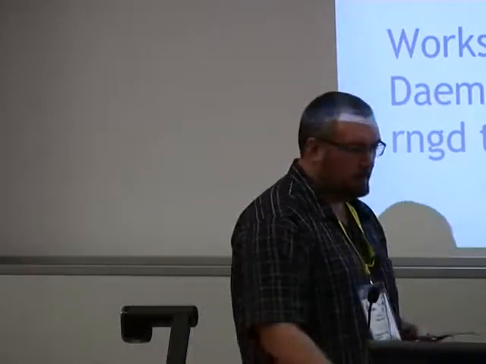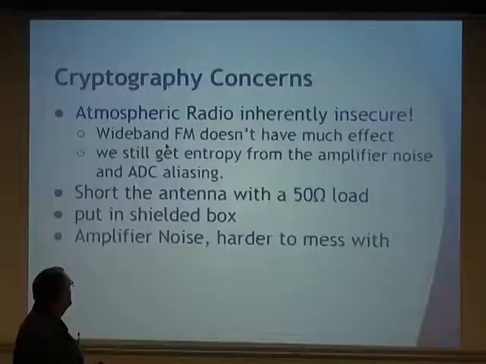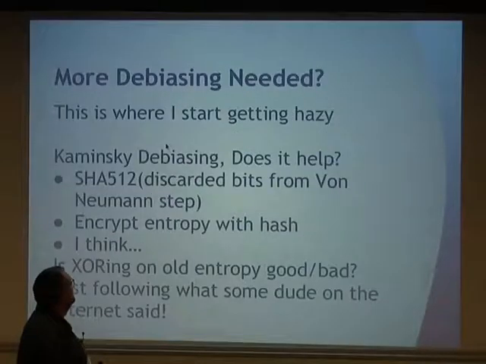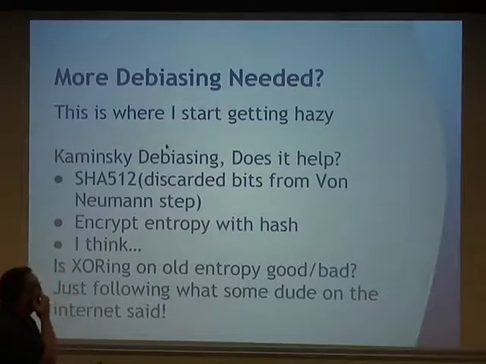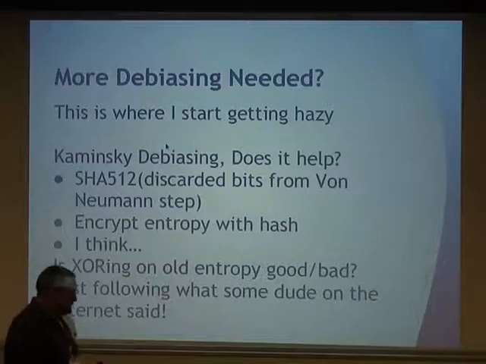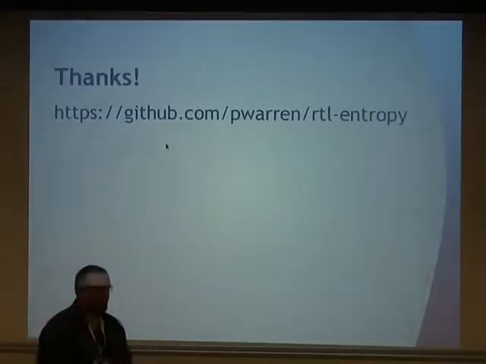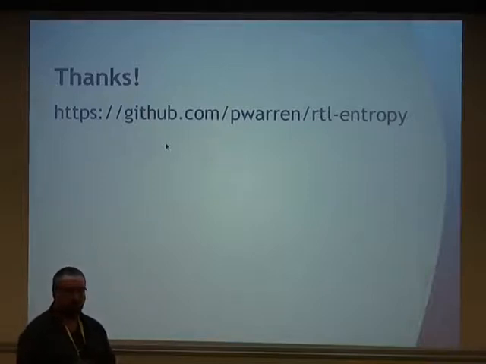What else did you want to see? So yeah, you can get the amplifier noise, which is much harder to mess with. And so when I did this, it was, what do I need to do next? But I understand Kaminsky debiasing a bit better now. And so yeah, that's all that. And yeah, do you trust me to get your entropy right? So my code's up on GitHub if you want to look at it. Any questions?